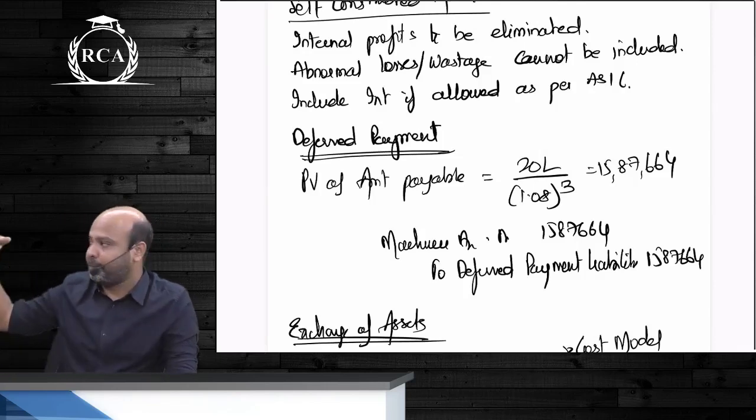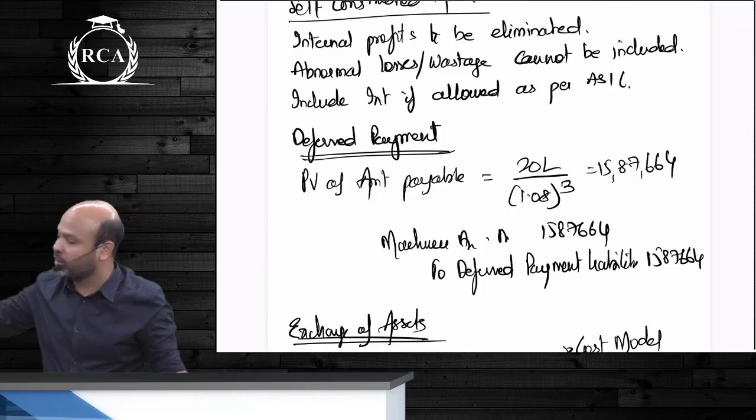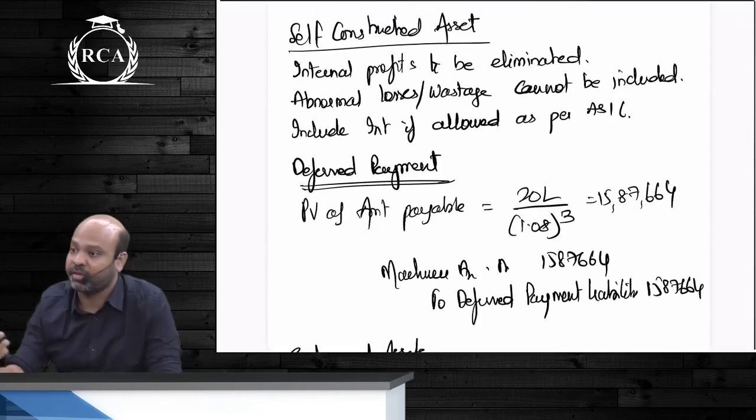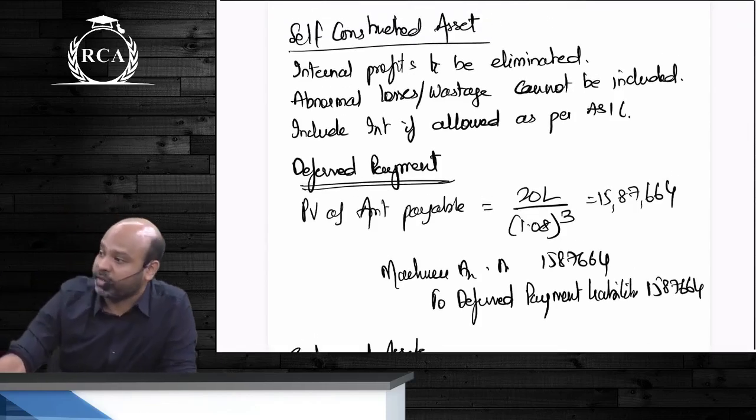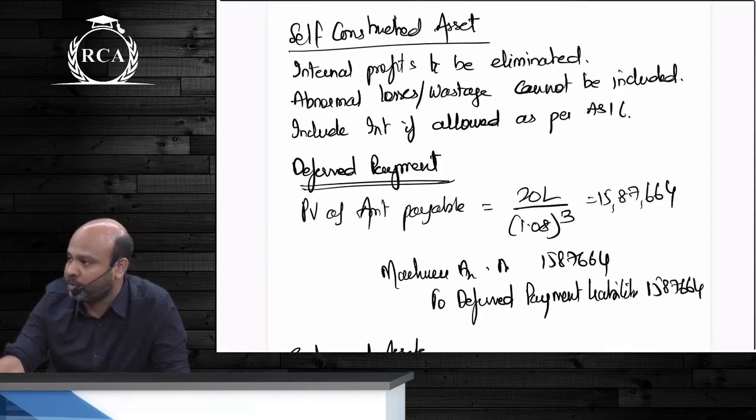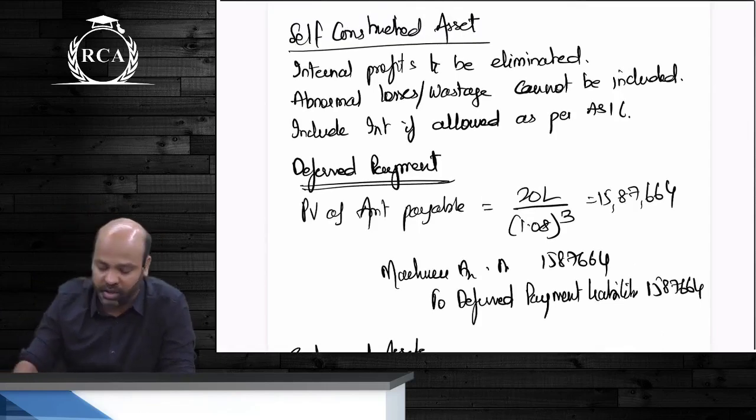Are we clear? And plus interest will be included, guys, in internally generated self-constructed asset as such beta if it is a qualifying asset as per AS16. Otherwise, interest should not be included, guys, in the cost of a self-constructed asset.